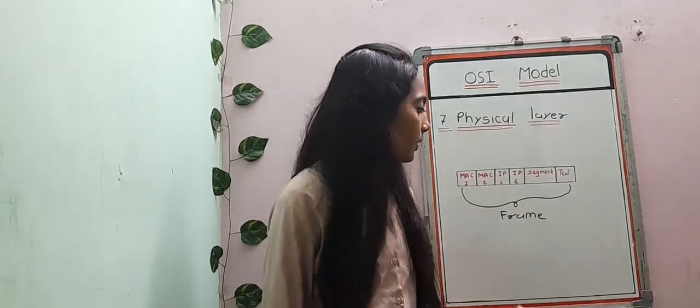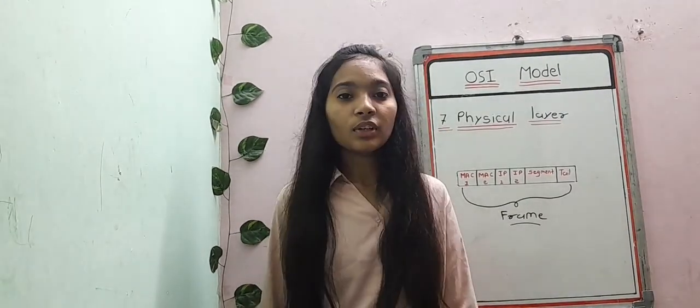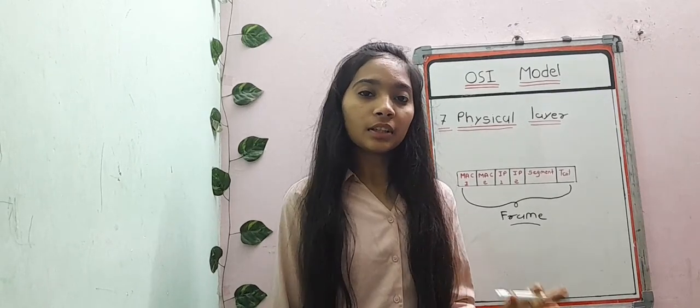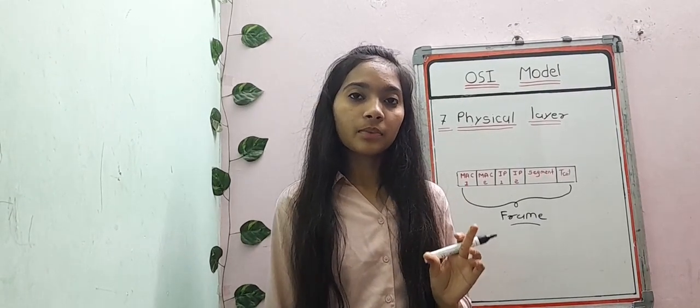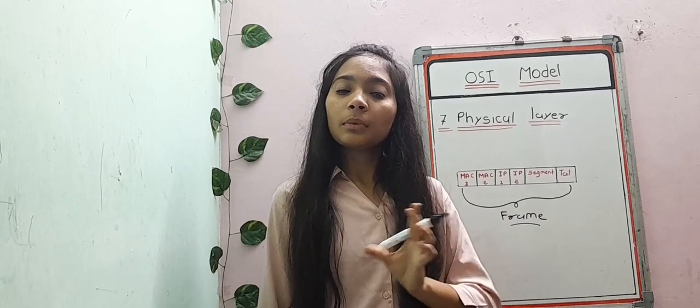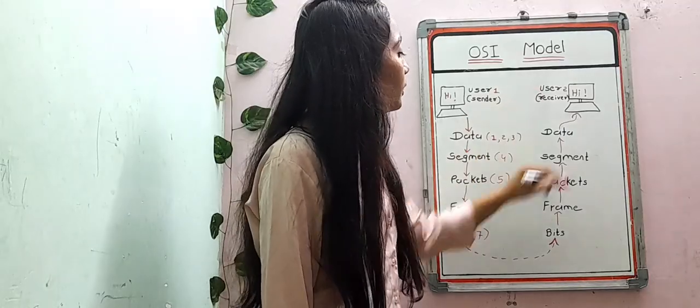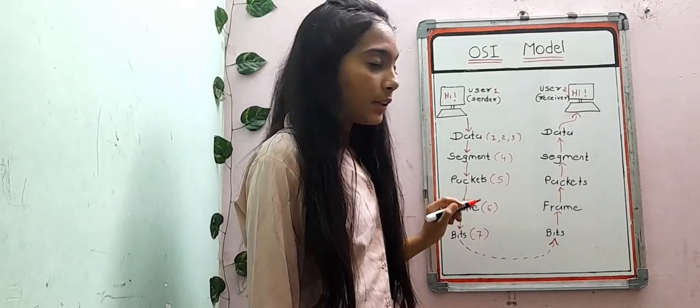Seventh is the physical layer. We receive the frame from the data link layer, which converts it into a number of bits, which are a sequence in binary form. This is the process done by the 7 layers.